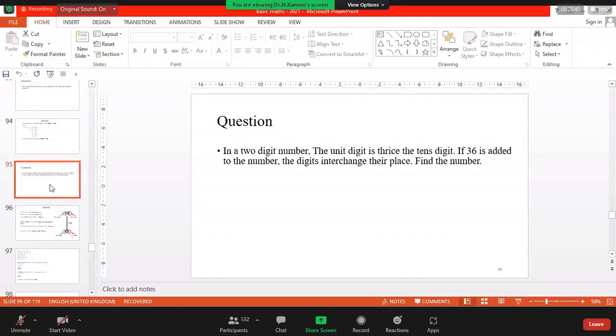So here we just have a look at it. This is the question. We are having 2-digit numbers, a very simple digit place question. Here the unit digit is thrice the tens digit. If 36 is added to the number, the digits interchange their places. Find the number. So we make an assumption.